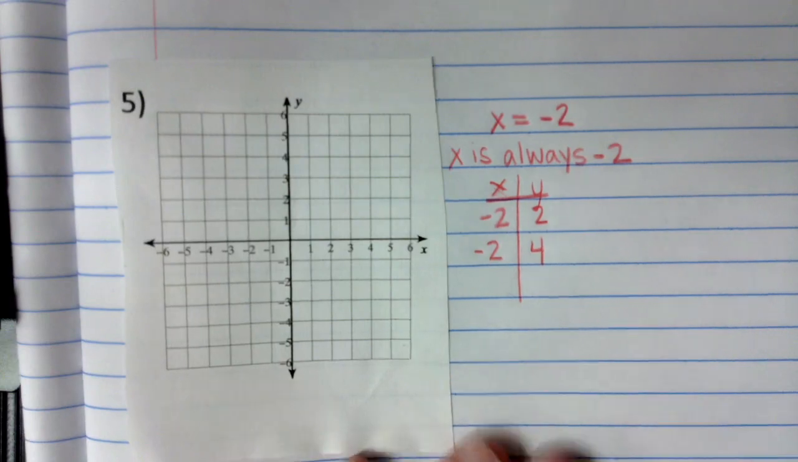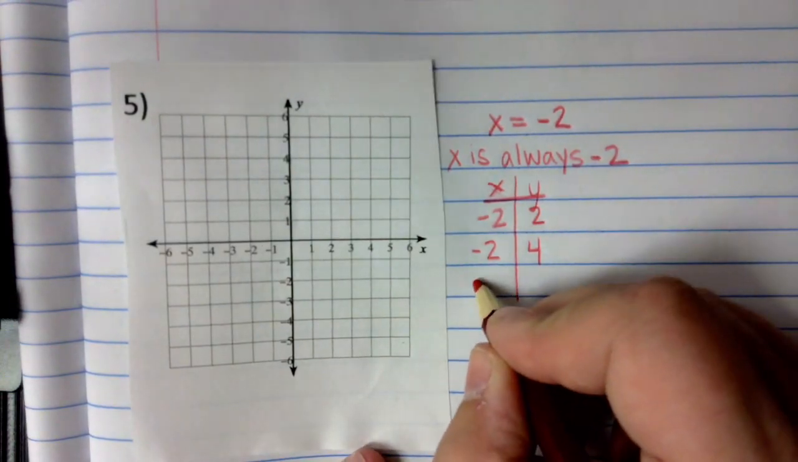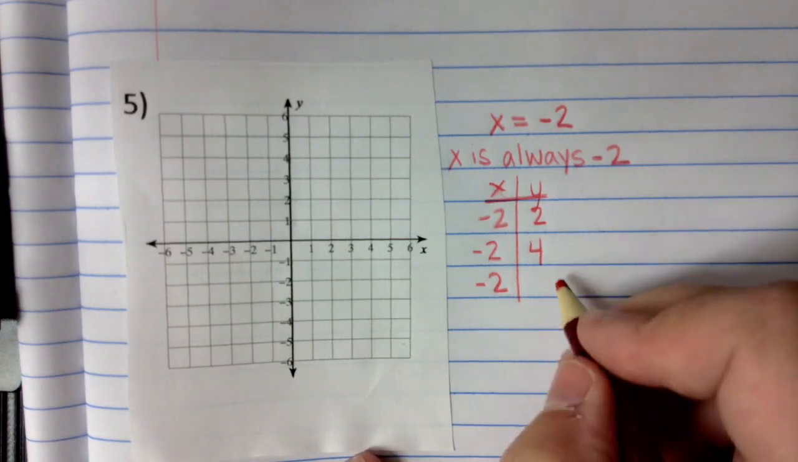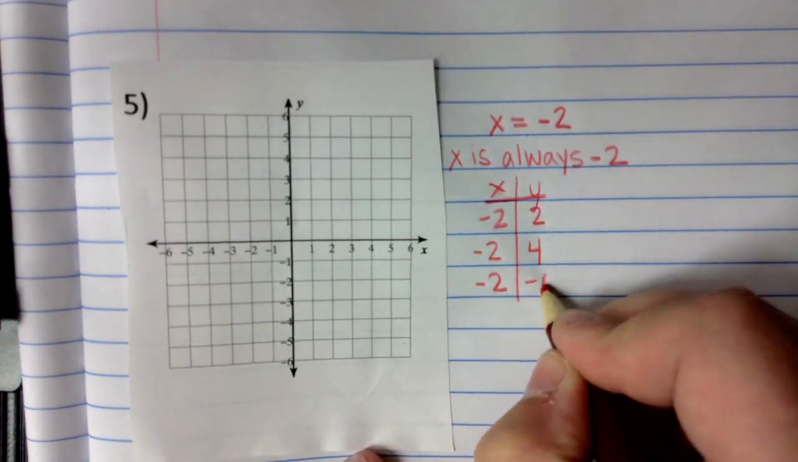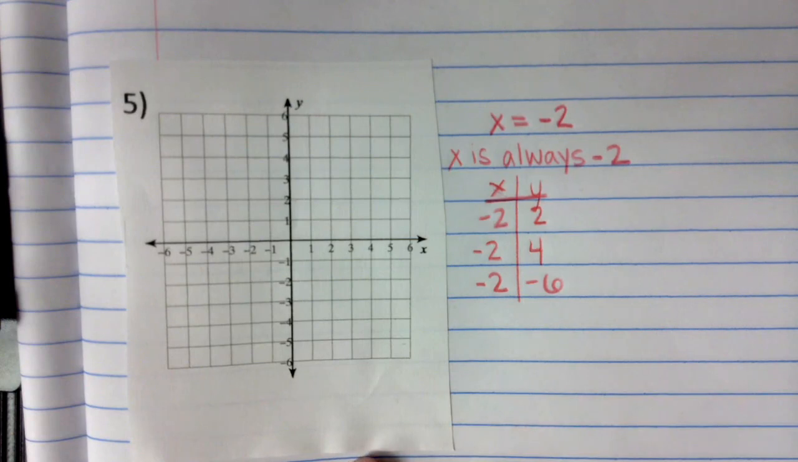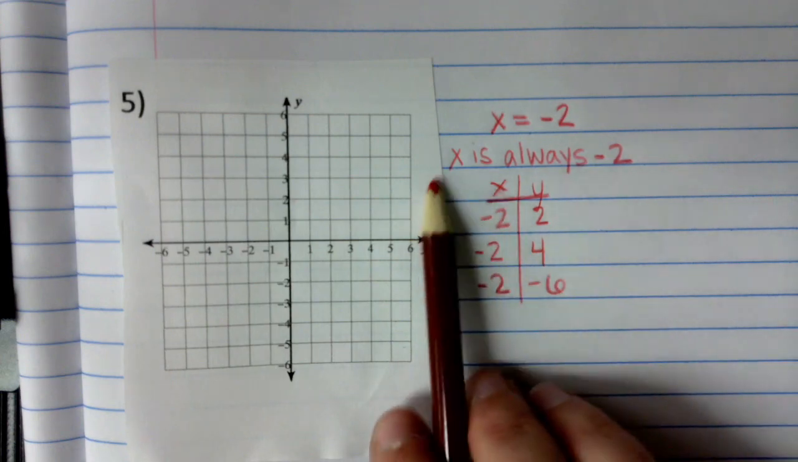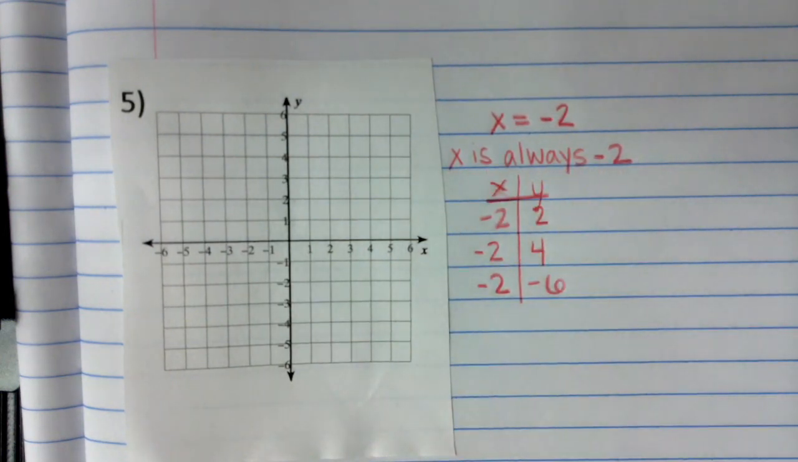So it doesn't matter what your y is. Our only rule is x has to be -2. So now when we graph this, we're going to start at our origin. Am I going to go left or right? Left how many? 2. And then my y is a +2. So up, 1, 2. Put a point there.